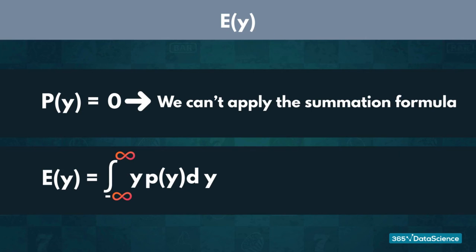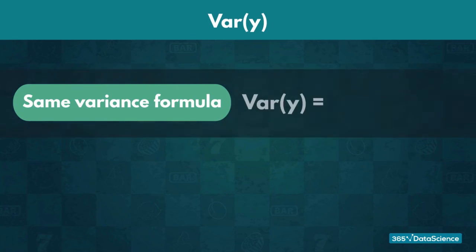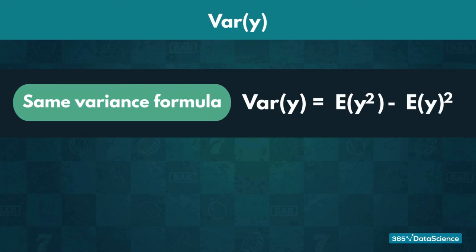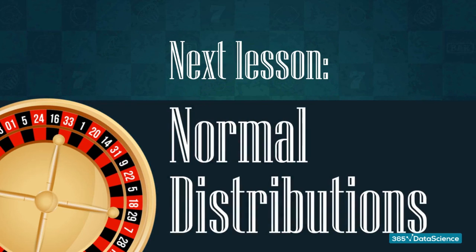Right. Now let us quickly discuss the variance. Luckily for us, we can still apply the same variance formula we used earlier for discrete distributions. Namely, the variance is equal to the expected value of the squared variable minus the expected value of the variable, squared. Marvelous work. We now know the main characteristics of any continuous distribution, so we can begin exploring specific types. In the next lecture, we will introduce the normal distribution and its main features. Thanks for watching.